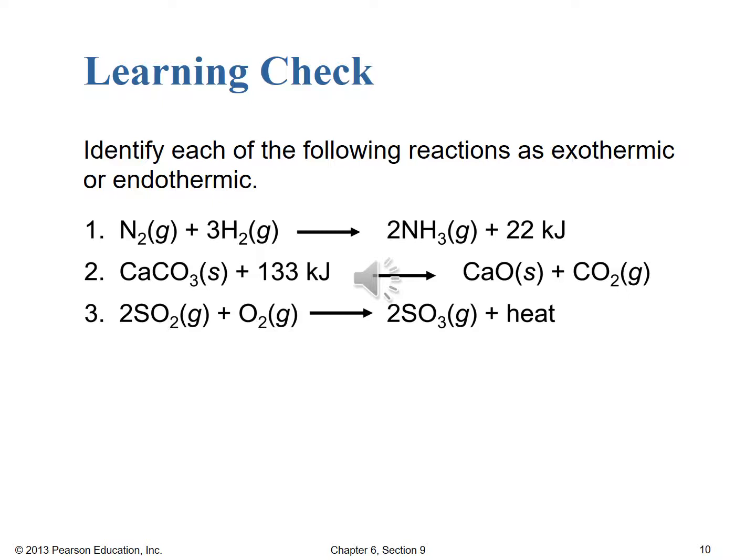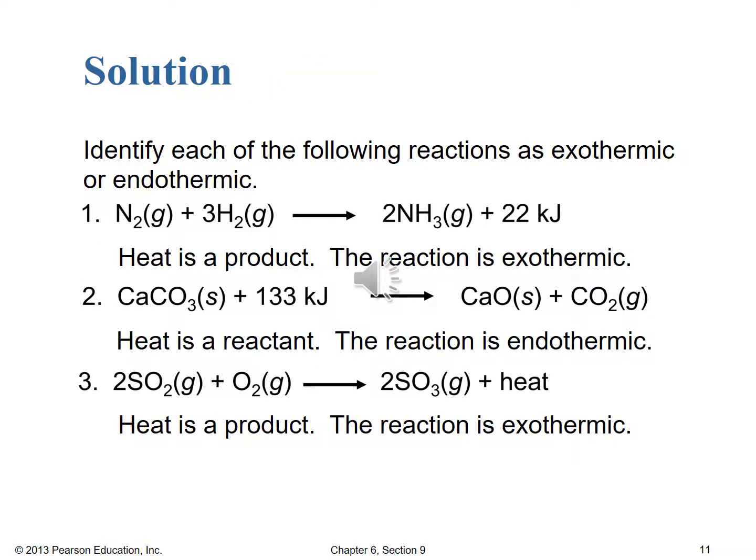Okay, so for our first reaction equation, we have heat on the product side, right? The plus 22 kilojoules, the energy at least is released. So heat is the typical way it's released, and it's on the product side. So the reaction is therefore exothermic, giving off heat. Lower energy products, higher energy reactants.